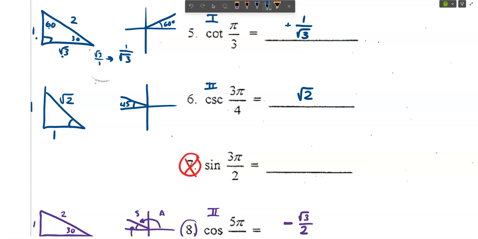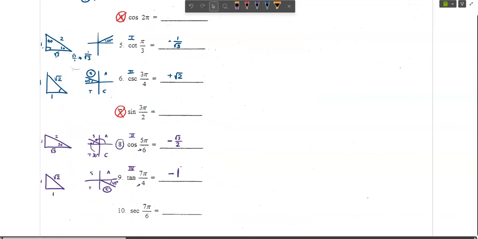Since we are in the second quadrant, we use our ASTC. Sine is positive, therefore its reciprocal, cosecant, which we're working with, is positive as well. So the answer to this one is positive square root of 2.